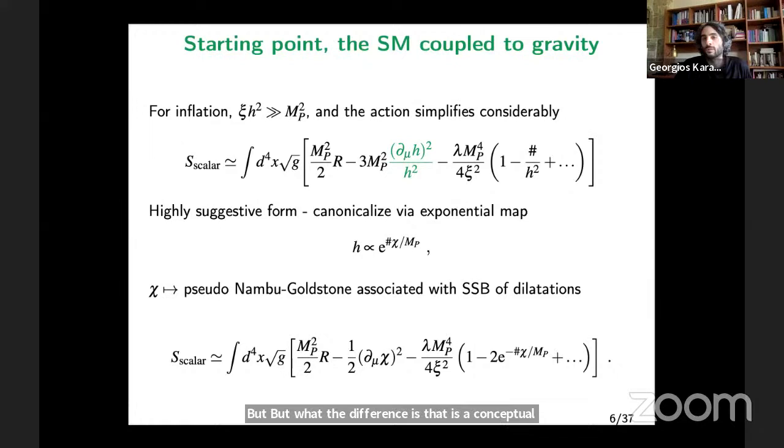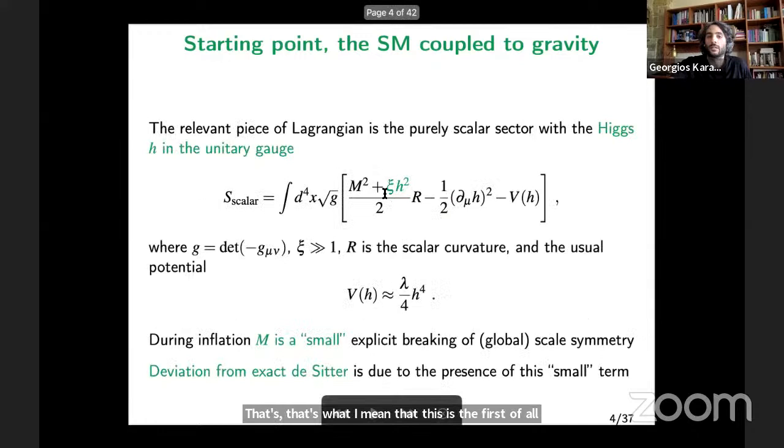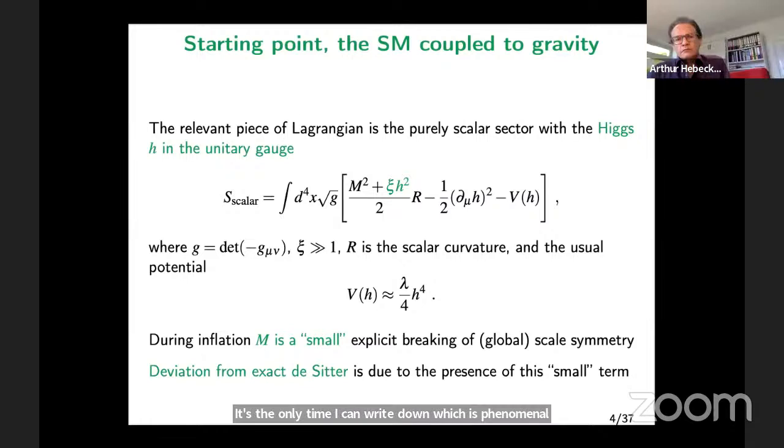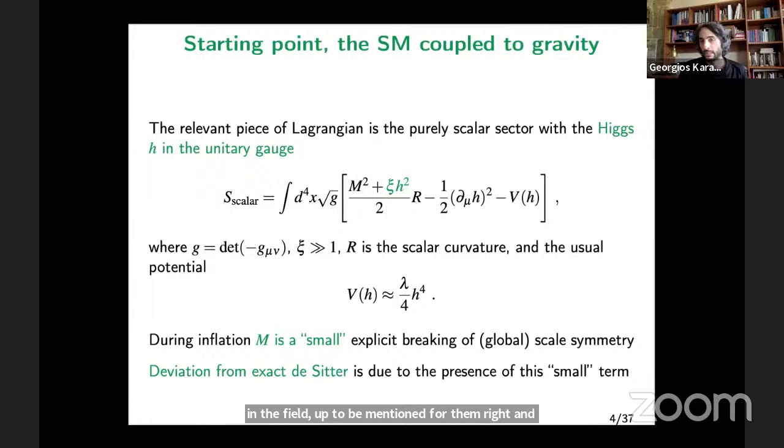This is, first of all, the only term I can write down which is polynomial in the field up to dimension 4, right? And even if I don't include it, it will be generated in one way or another via loop effects. So take the standard model, couple it to Einstein gravity, and I'm going to generate at one loop this term, chi h squared times R, with a fixed coefficient. The coefficient is too large.